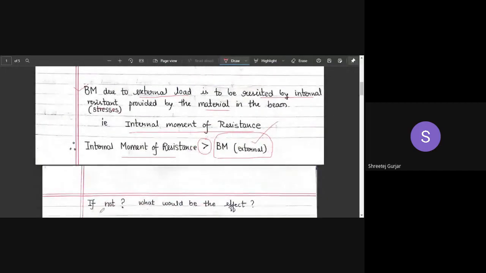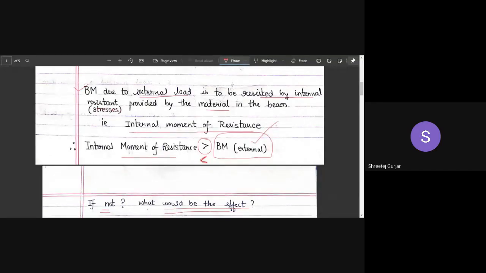Now, if this is not the case, if it is the reverse case, if our internal moment of resistance is smaller than your external bending moment, what will be the effect? What will happen? Can you guess? Can you try to answer this question? What will be the effect if the resistance is smaller than the external bending moment? Try to think and try to answer.